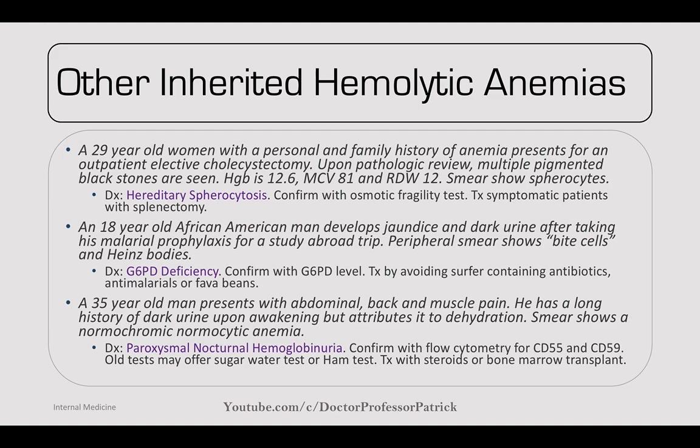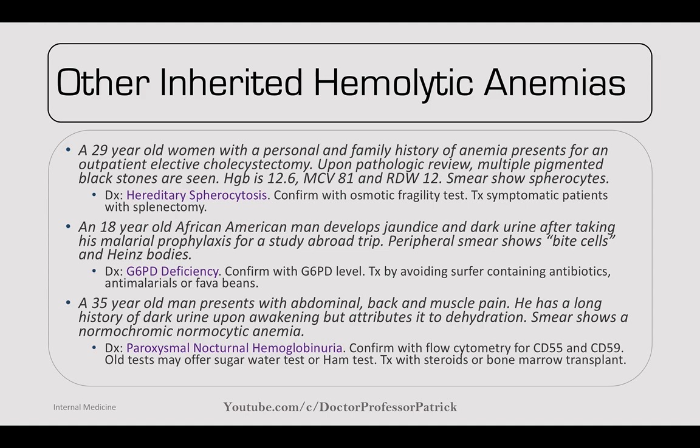Now there's an 18-year-old African-American man, and he develops jaundice and dark urine after taking a malarial prophylaxis for a study abroad trip. Peripheral smear shows bite cells and Heinz bodies, or little blue inclusions within the RBCs. The diagnosis would be G6PD deficiency. You can confirm with a G6PD level, and the treatment would be avoiding sulfur-containing antibiotics, antimalarials, or even fava beans for those with G6PD deficiency.